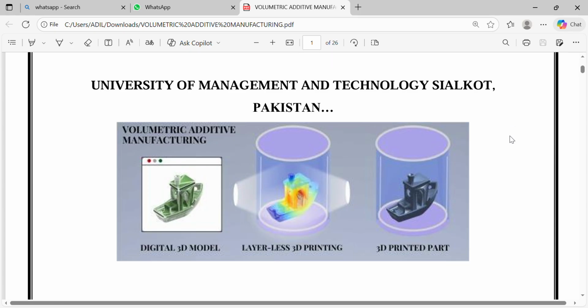Here is the diagram. This diagram illustrates the process of volumetric additive manufacturing, which is a type of 3D printing. It starts with the digital 3D model. The model is then used for layerless 3D printing, shown with the heat map indicating the printing process. The final output is the 3D printed part. Volumetric additive manufacturing enables printing complex shapes without traditional layering, potentially improving speed and accuracy.